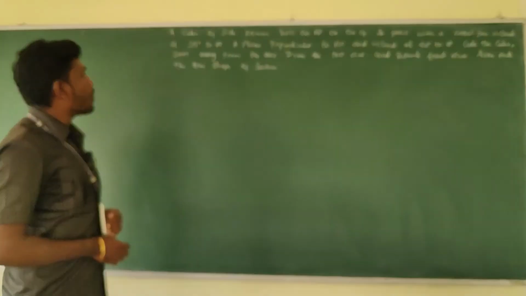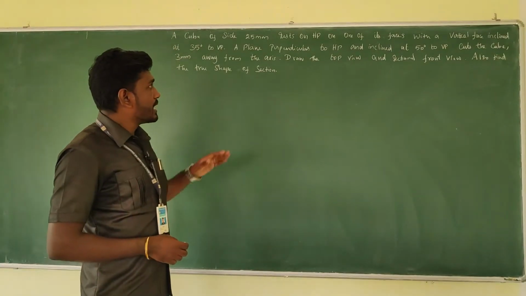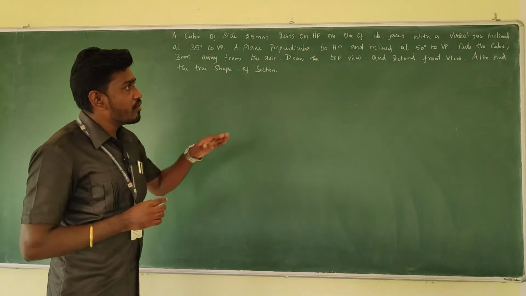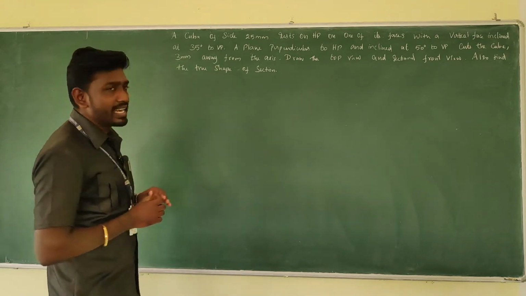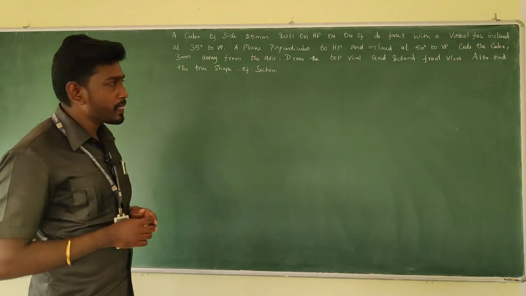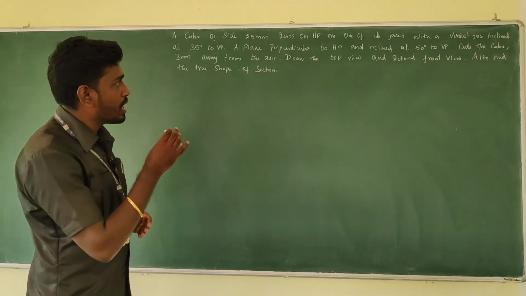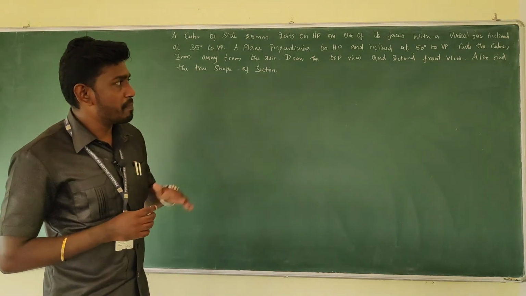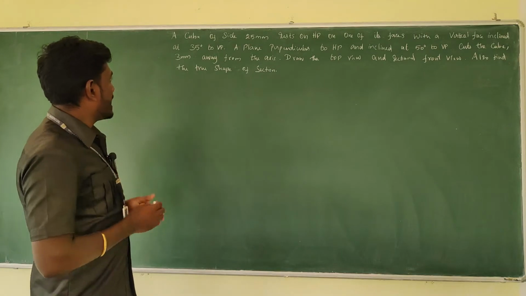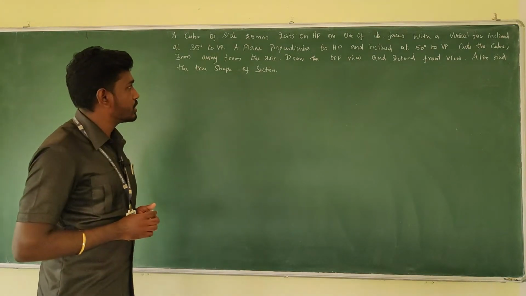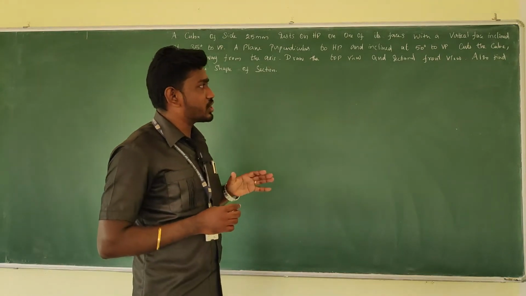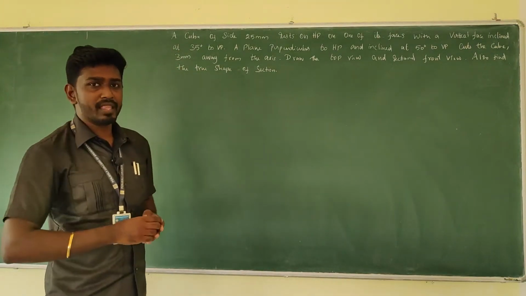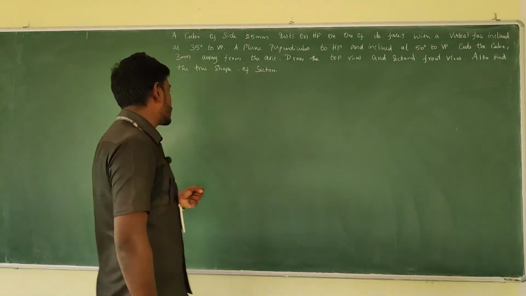The question is: a cube of side 25 mm rests on HP on one of its faces with a vertical face inclined at 35 degrees to VP. The plane perpendicular to HP and inclined at 50 degrees to VP cuts the cube 3 mm away from the axis. Draw the top view and sectional front view. Also find the true shape of the section. So this is the given question for us.